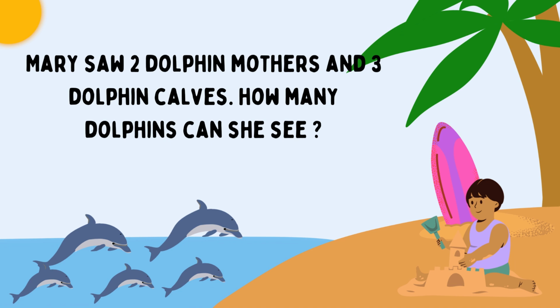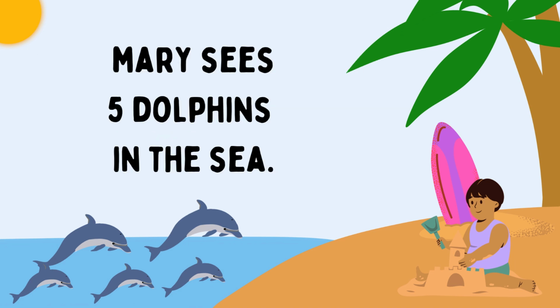Next, Mary saw 2 dolphin mothers and 3 dolphin cubs. How many dolphins can she see? The answer is Mary sees 5 dolphins in the sea.